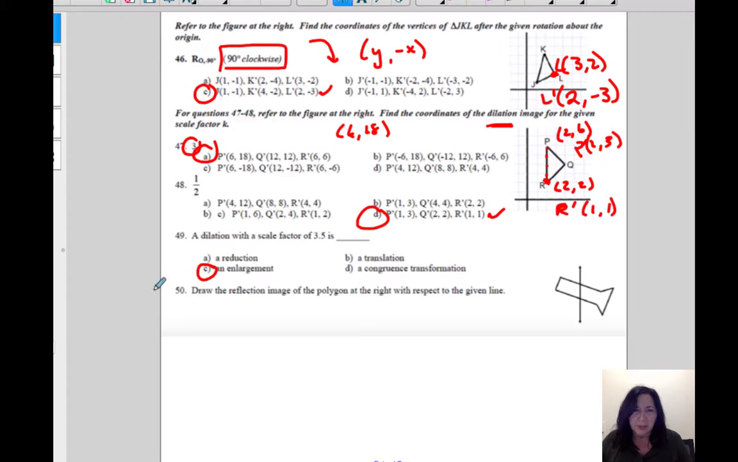Okay, and last question. They want you to draw the reflected image. I guess we're reflecting it across the y-axis. Oh yeah, across the given line. Oh boy. As you may have noticed, I'm not the best artist. But I'm thinking it looks something like that. Do better than me, people.